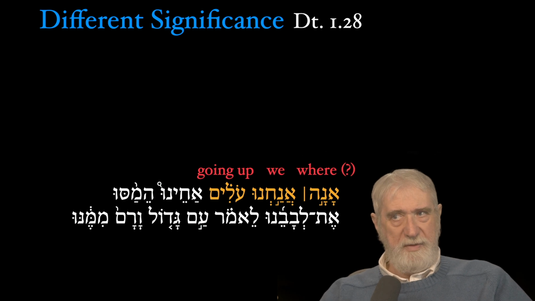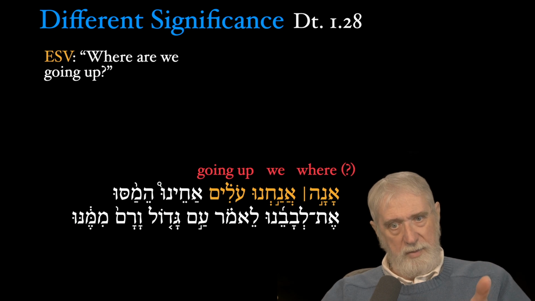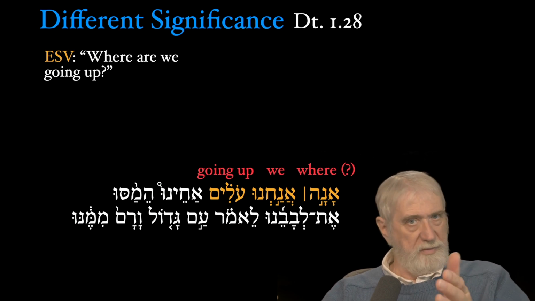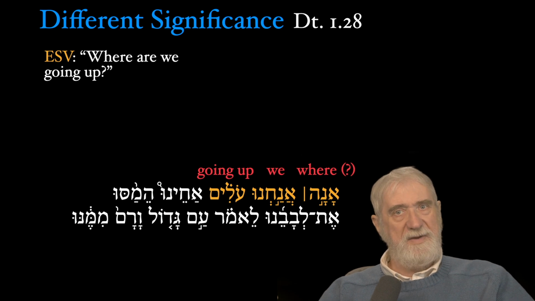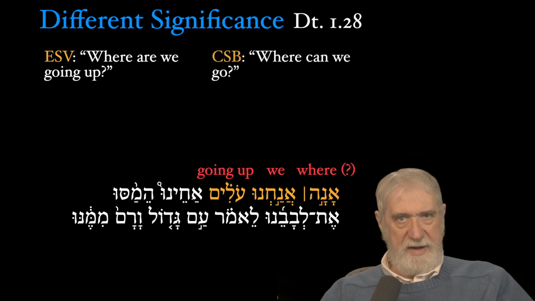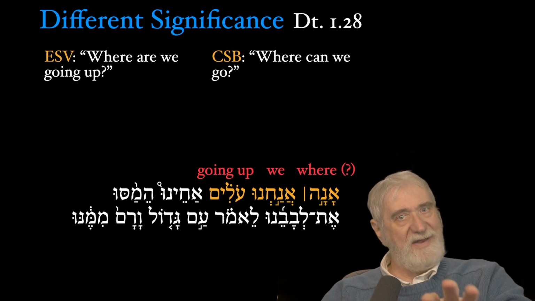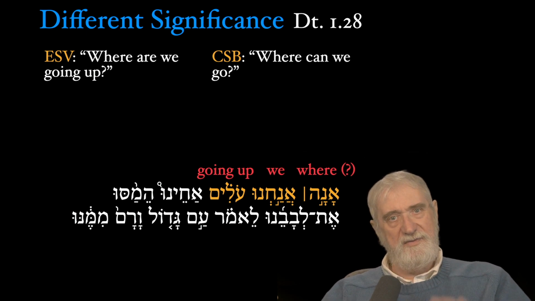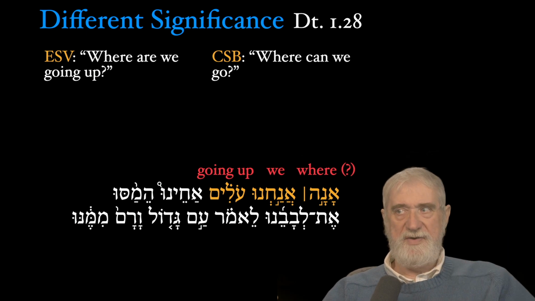And so the ESV reads this as, where are we going up? Meaning, exactly what's the location that we are going up. Either going up from or going up to is not clear from the ESV's rendering. The CSB, the Christian Standard Bible, takes a different approach. It renders this, where can we go? Hebrew doesn't have, remember, modal aspects like the subjunctive. And for those, we have to supply them in English, and that's what they've done in this case.